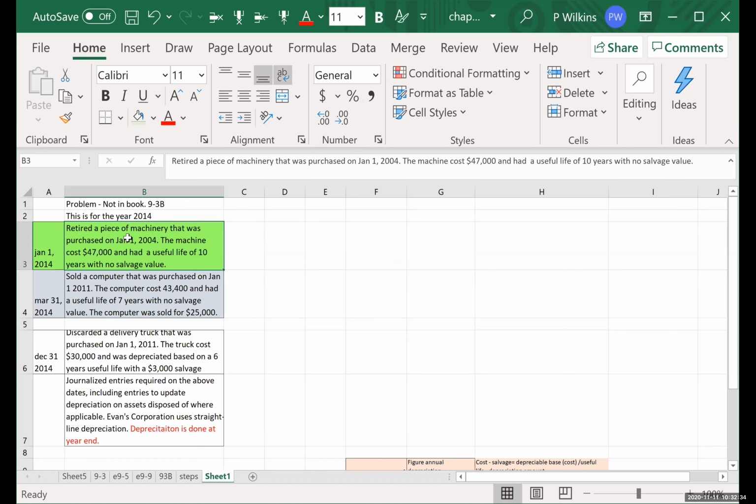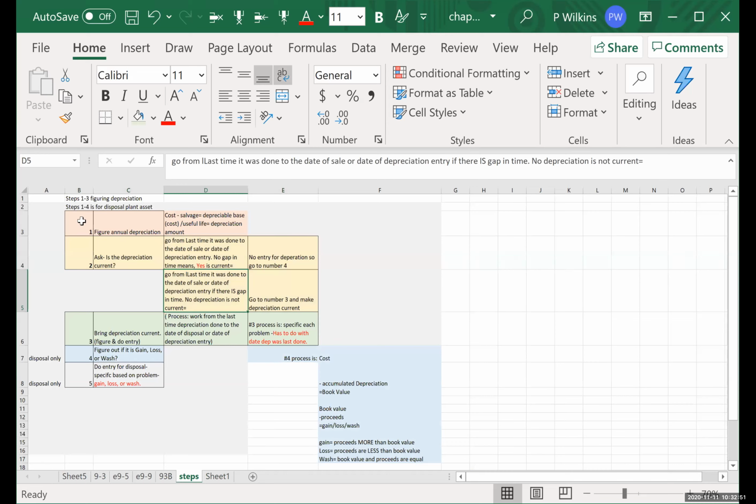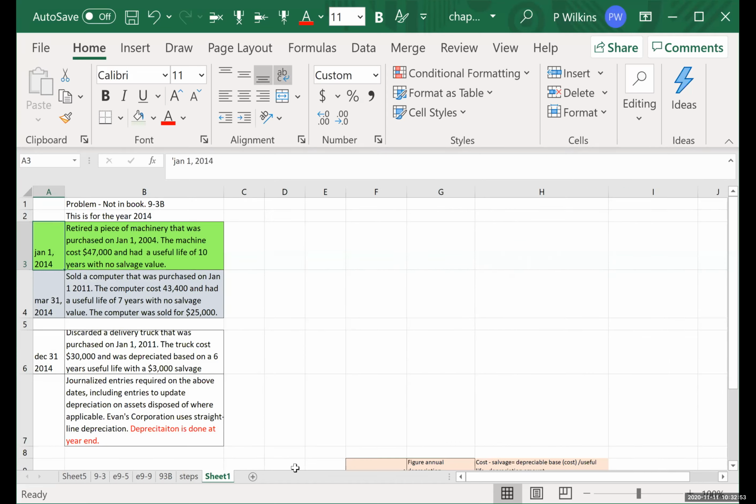Retired a piece of machinery that was purchased on January 1, 2004. The machine cost $47,000 and had a useful life of 10 years with no salvage value. We are retiring it on January 1, 2014. We bought it January 1, 2004. So we're going to take step one. We're going to figure the annual depreciation.